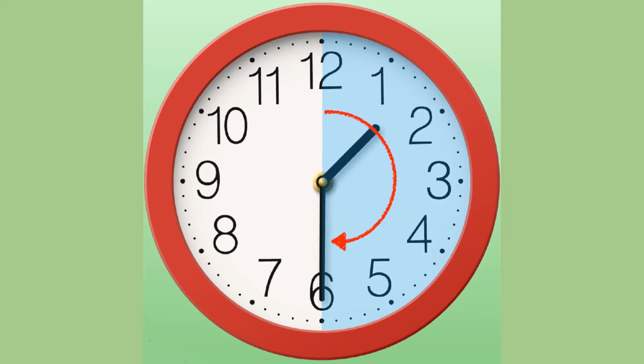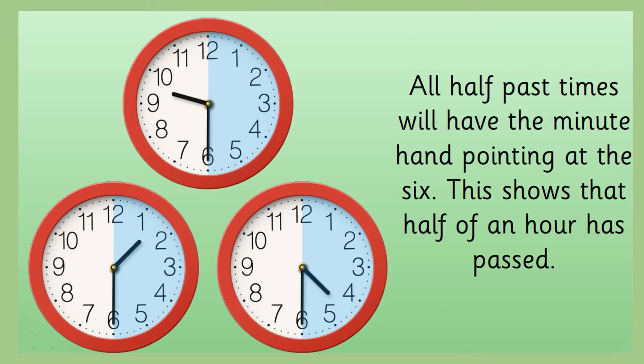So, at a 7:30 time, the minute hand will have travelled halfway around the clock. Can you see how it has travelled half a turn around the clock? So what number is it pointing at? All 7:30 times will have the minute hand pointing at the 6. This shows that half of an hour has passed.